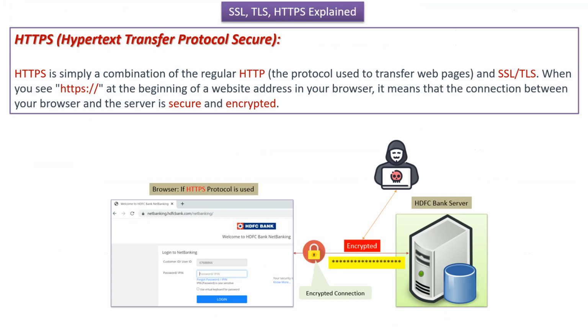HTTPS is nothing but Hypertext Transfer Protocol Secure. HTTPS is the combination of the regular HTTP protocol and SSL or TLS. The HTTP protocol is used to transfer web pages. When you see HTTPS at the beginning of the website address in your web browser, it means the connection between your browser and the server is secure and encrypted.